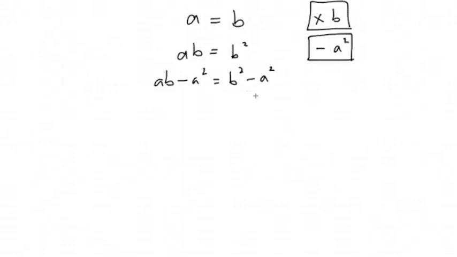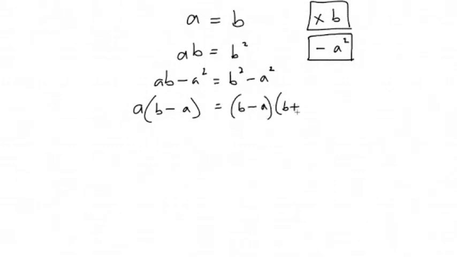So ab minus a squared is b squared minus a squared. Next stage I'm going to factorise. So this isn't doing anything to either side, it's just writing them differently with brackets. So I'll take a out as a factor here, leaving b minus a. Now this is a difference of two squares. That will factorise to (b minus a)(b plus a). You can re-expand if you want to check that.